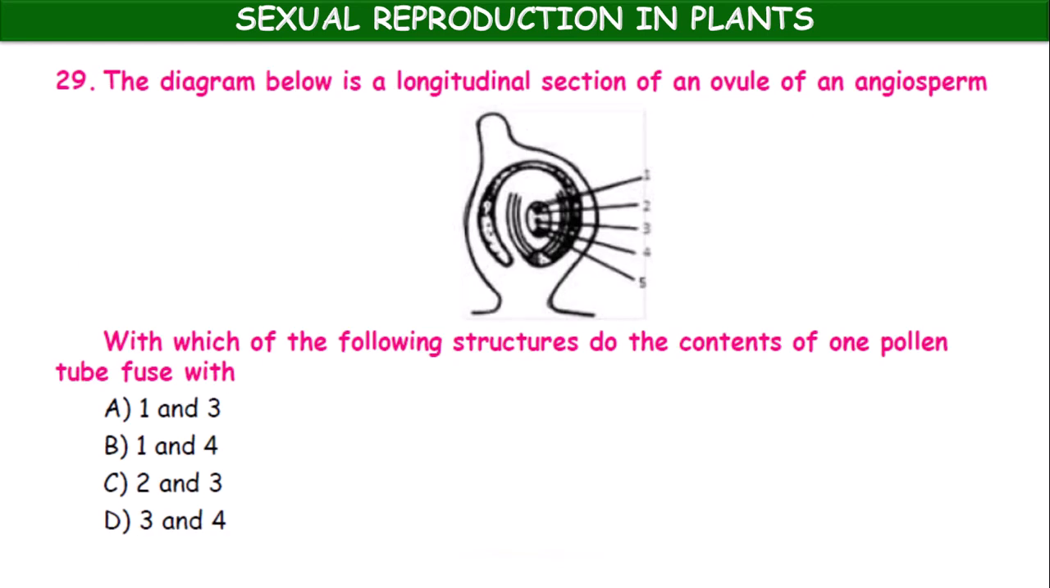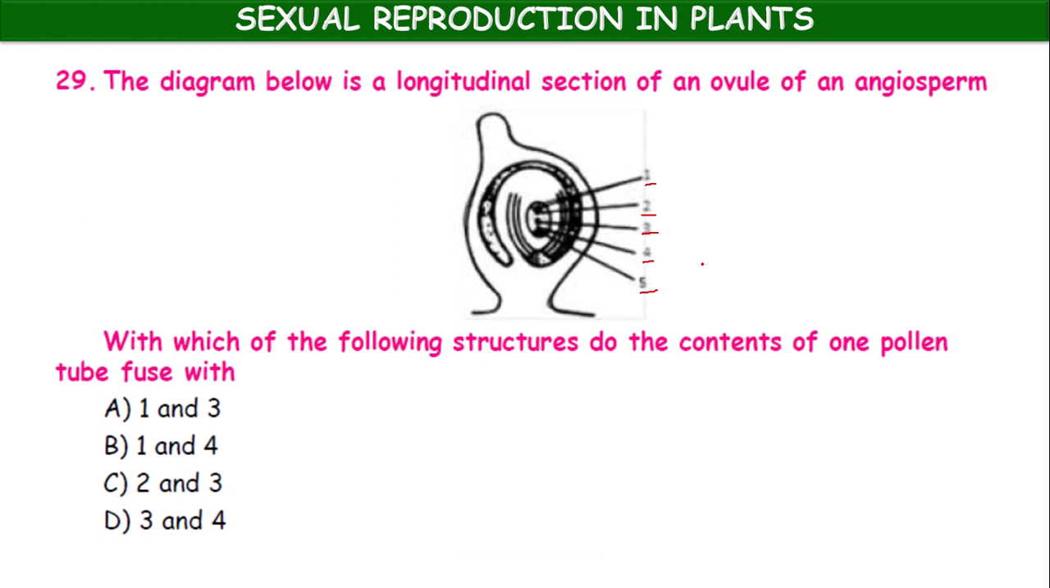The diagram below is a longitudinal section of an ovule of an angiosperm. With which of the following structures do the contents of one pollen tube fuse? Here the numbering is given 1, 2, 3, 4, 5. 1 is antipodals, 2 is the central cell, synergids, 3 is the egg cell. So here 5 you can neglect, actually 4 parts are there.